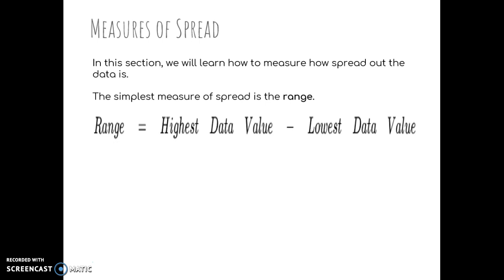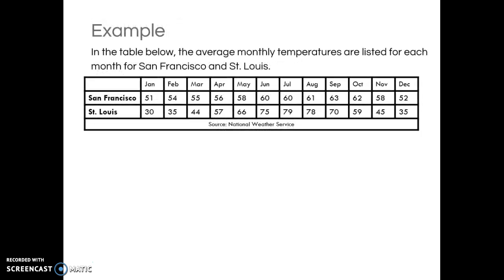The range is basically the highest data value minus the lowest data value, the highest number minus the lowest number in the data set. It's a pretty basic formula. It's just subtraction of two numbers.